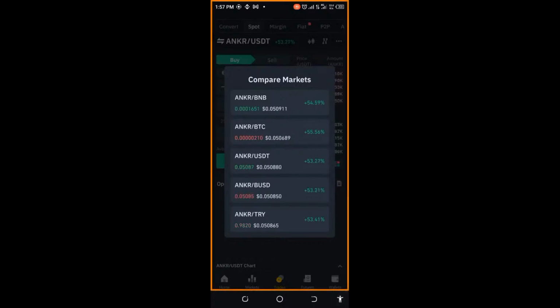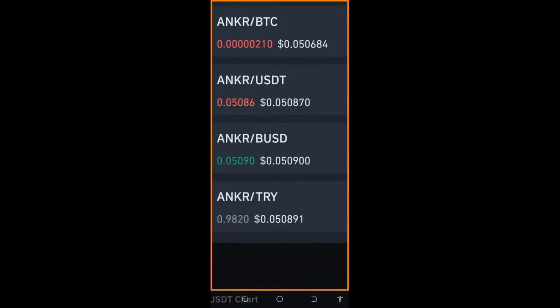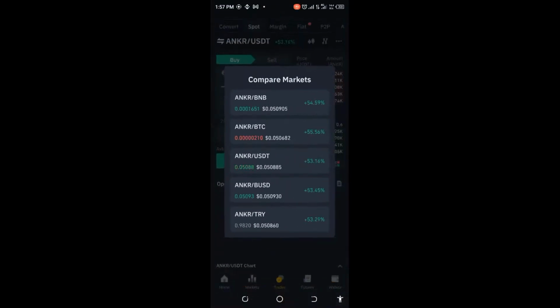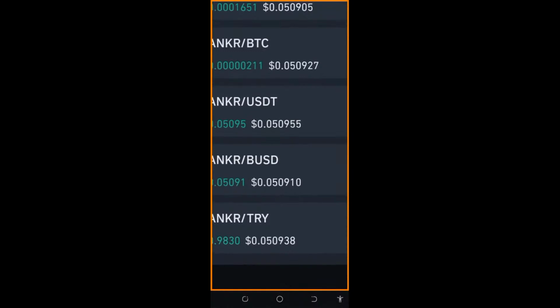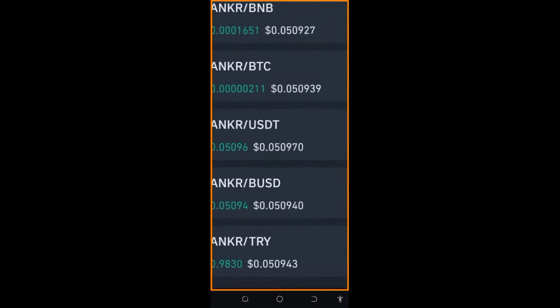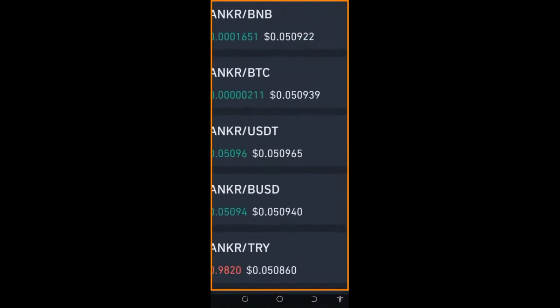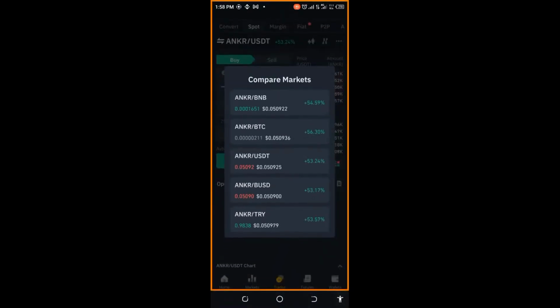Okay, today we're currently on ANKRUSDT. We're actually on the compare markets for ANKR coin, and we're looking at the opportunities that are there. So we're looking at the prices. I can see the prices are rapidly changing. For a few moments, I've been seeing it change up and down. So I'm just waiting for it to get to a very considerable range.